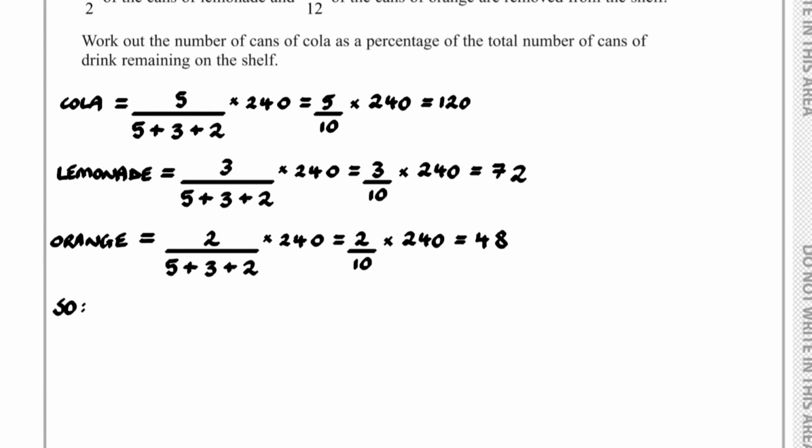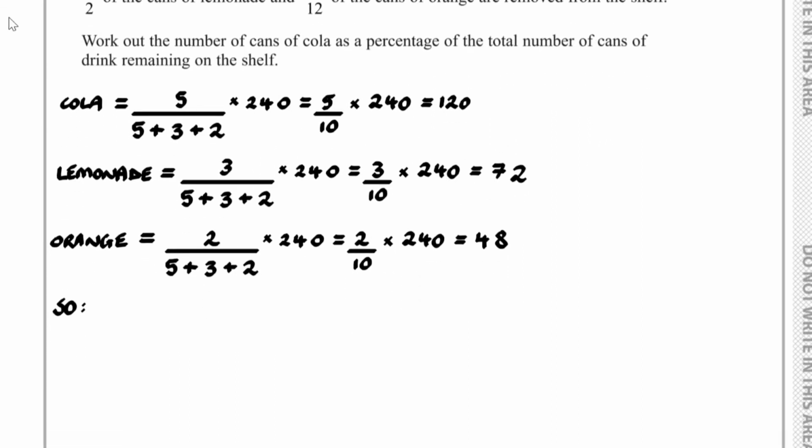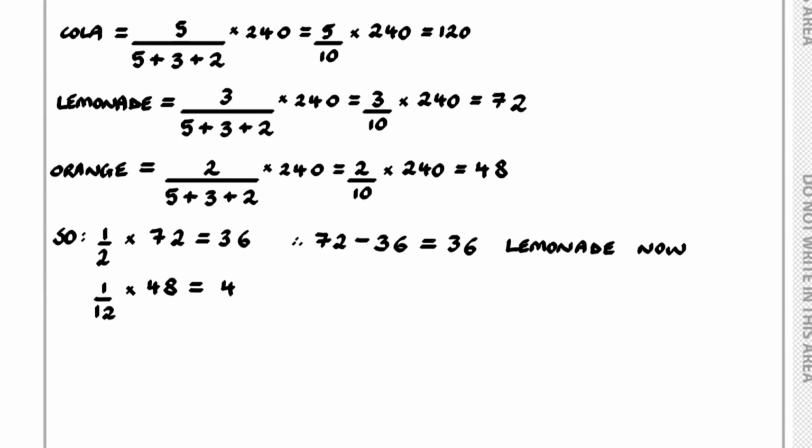So now, what we need to do is work out 1/2 of the total for lemonade. So 1/2 times 72 is 36. So if I do 72 take away 36, that tells me 36 lemonade is what we have remaining. And if we do 1/12 times by 48, we get 4. So that means if we do 48 take away 4, we get 44. So we've got 44 oranges remaining.